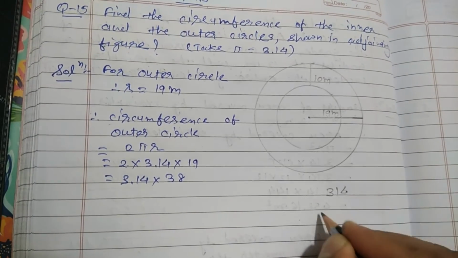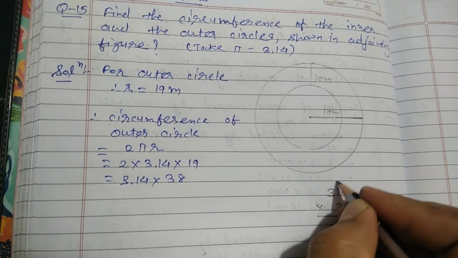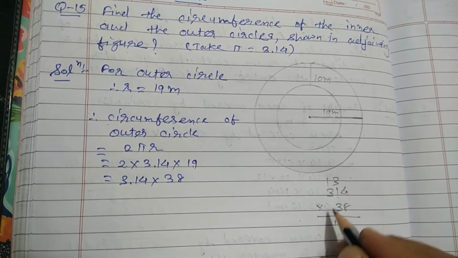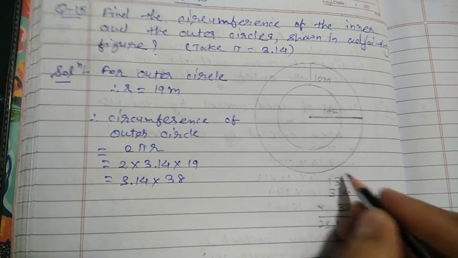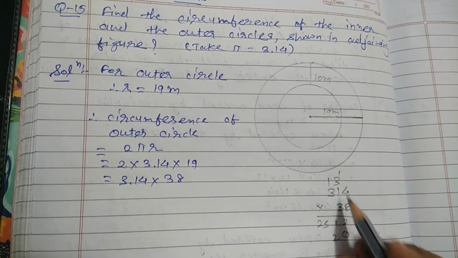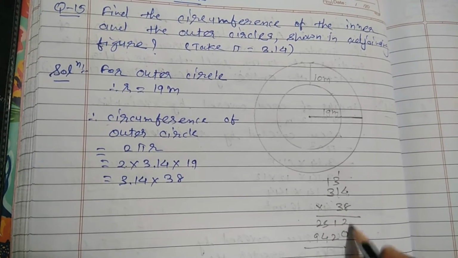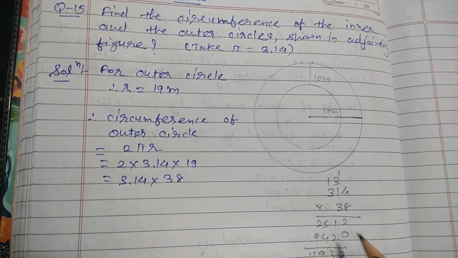We will write 314 multiplied by 38. 4 8s are 32. 1 8s are 8 plus 3 is 11. 3 8s are 24 plus 1 is 25. Here 0. 4 3s are 12. Here 1. 1 3s are 3 plus 1 is 4, and 3 3s are 9. 2 plus 0 is 2, 1 plus 2 is 3, 5 plus 4 is 9, 2 plus 9 is 11.